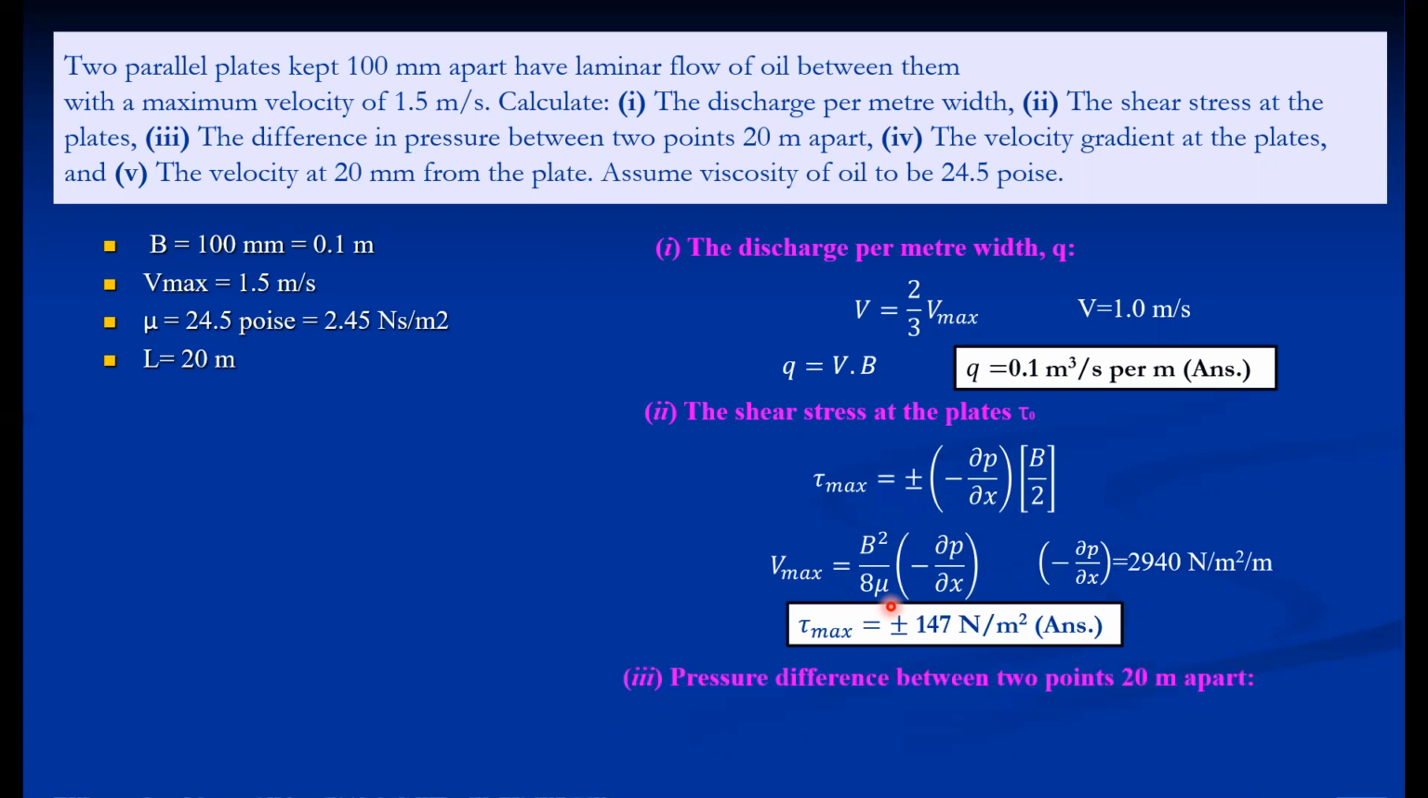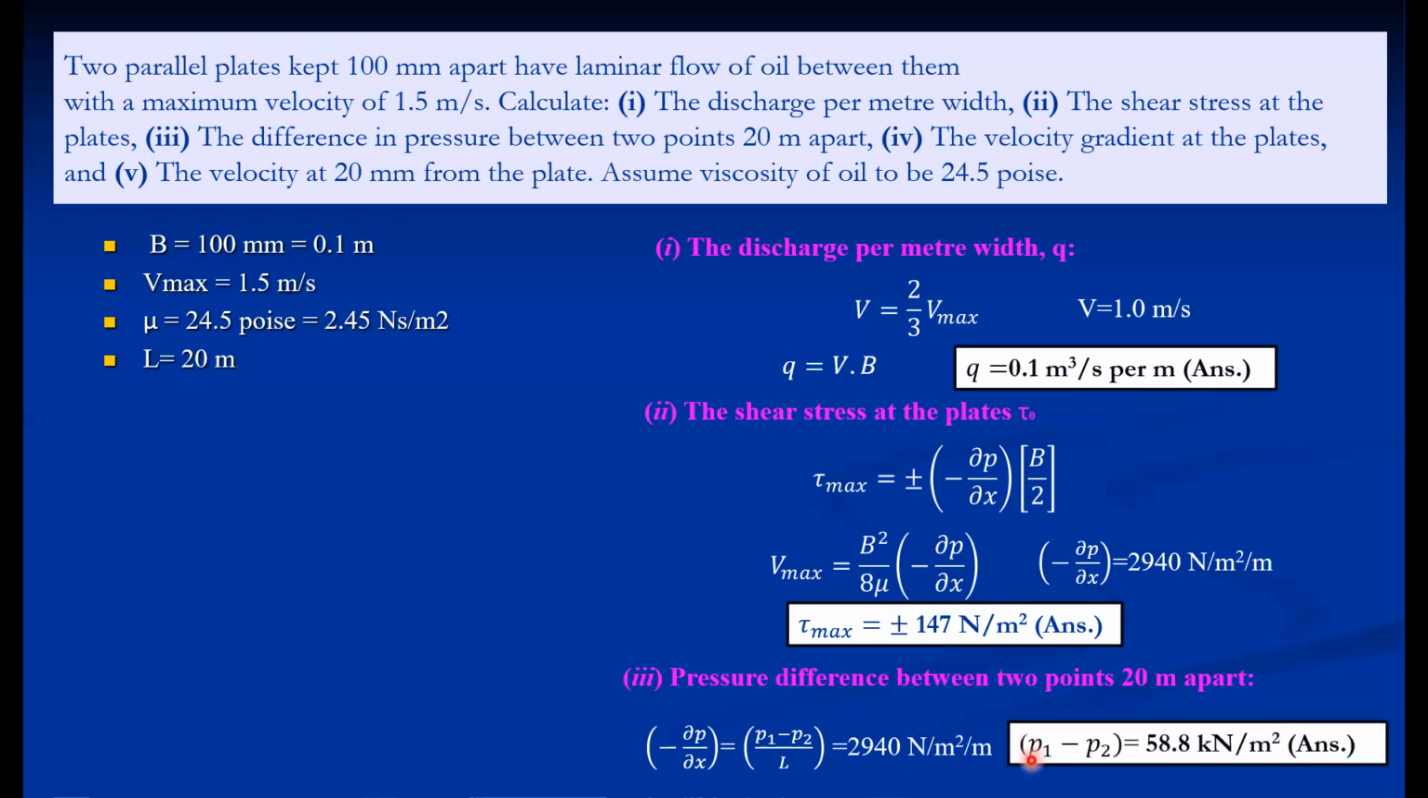Then the pressure difference between 2 points, 20 meter apart. So minus delta p by delta x is equal to P1 minus P2 by L. So once we know this, we can easily calculate this pressure difference. The pressure difference is asked, not the pressure gradient. So multiplying by L gives us the pressure difference.